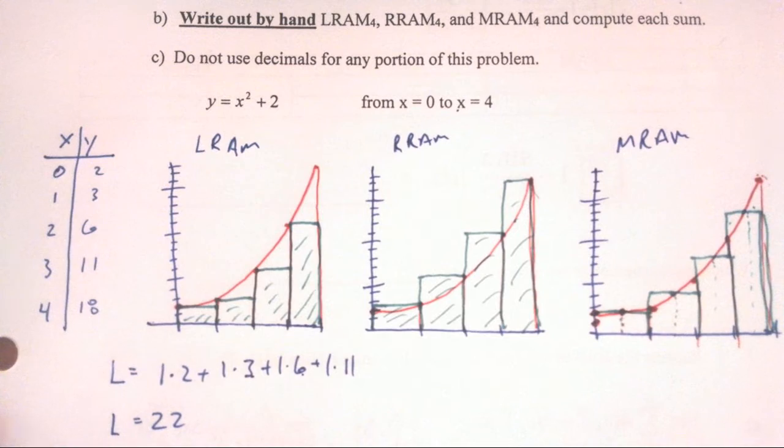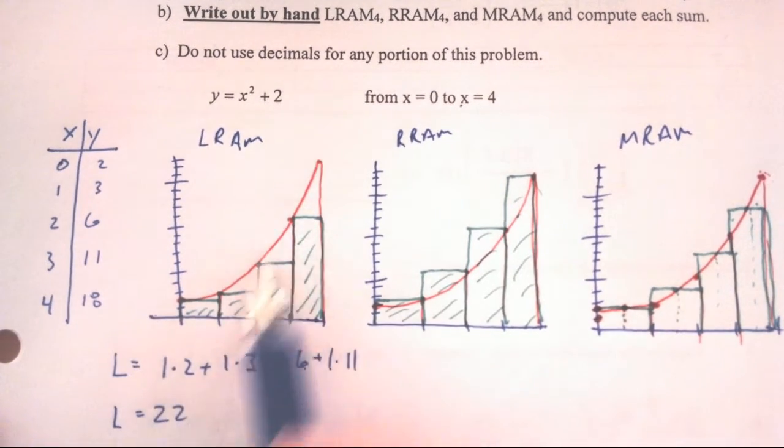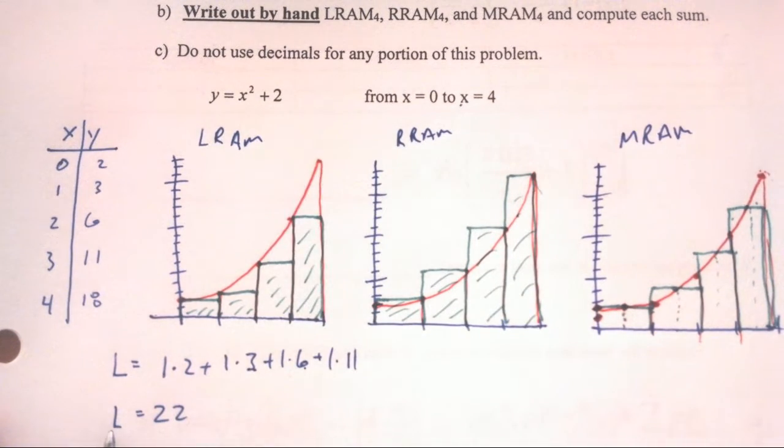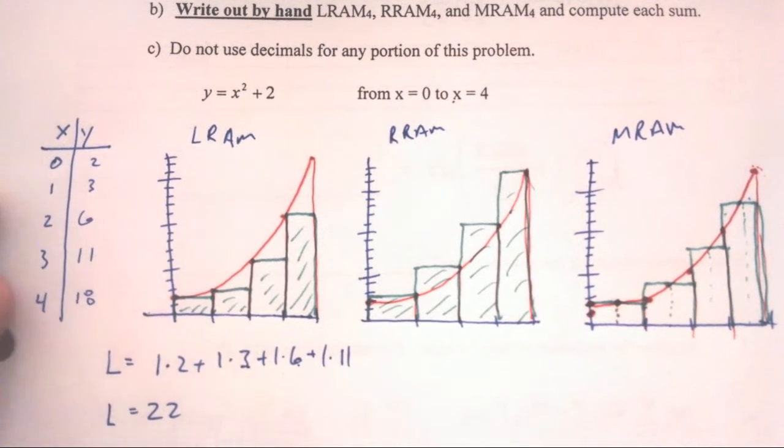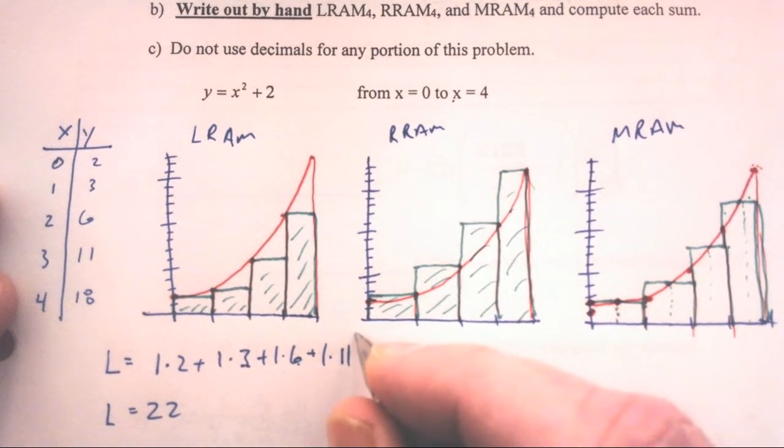And we wouldn't even put approximately equal to. The area under the curve is approximately equal to, but our LRAM value is 22. Okay, RRAM.